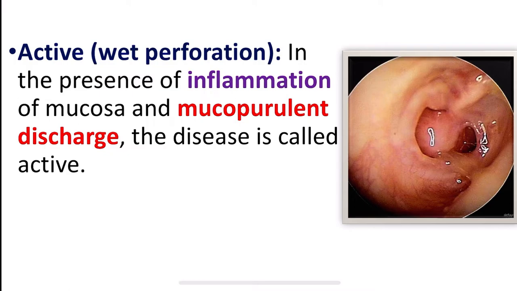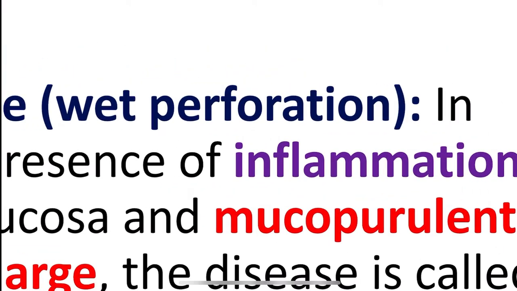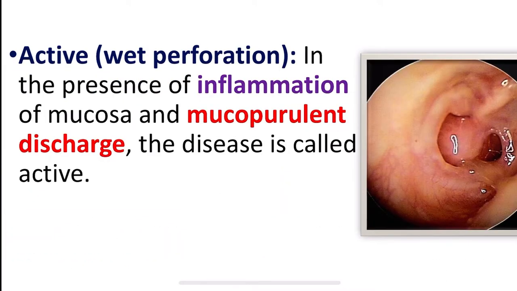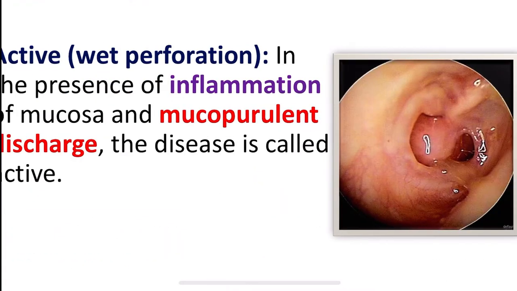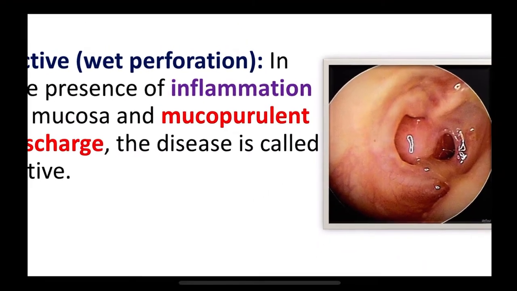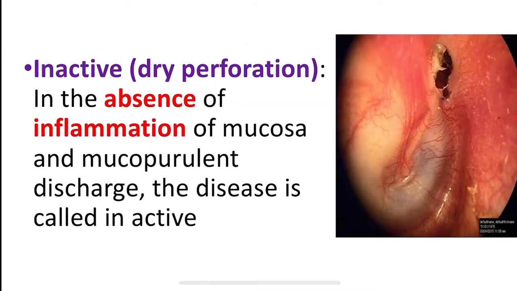So guys, in the wet, why is it wet? Because there is discharge and the discharge is mucopurulent. Inflammatory process has started. So you can see the picture here. There is inflammation and mucopurulent discharge. Hence, the disease is called active.